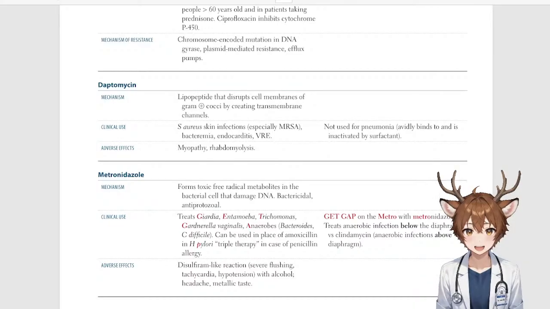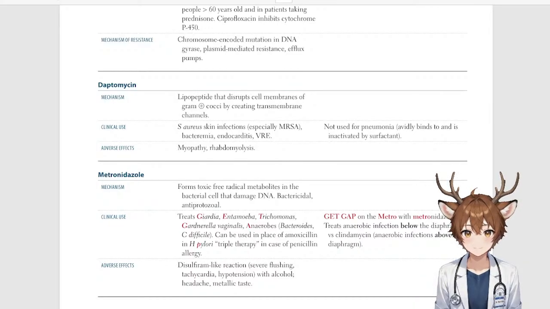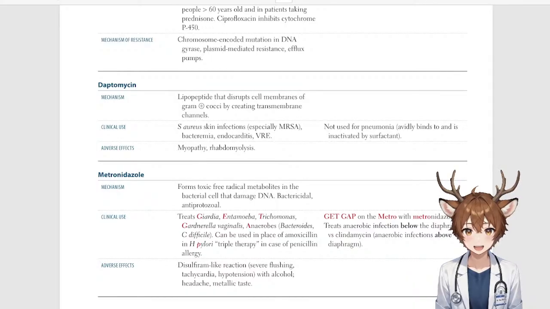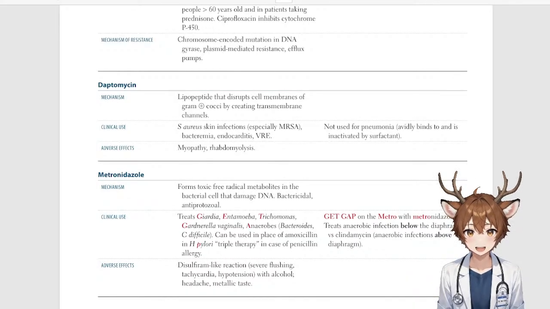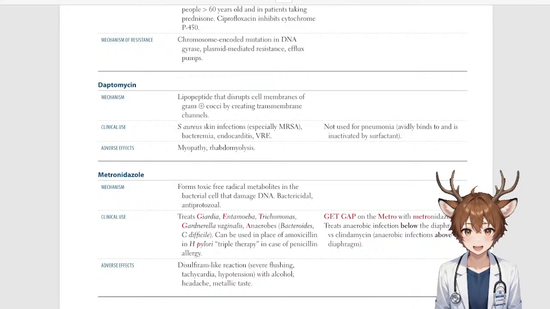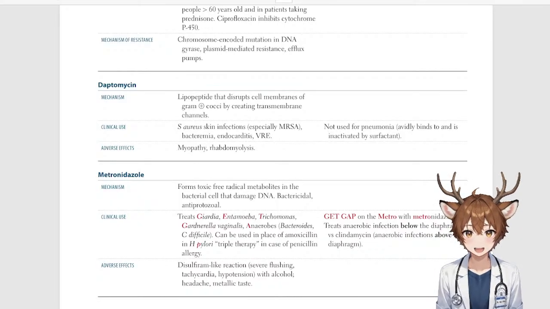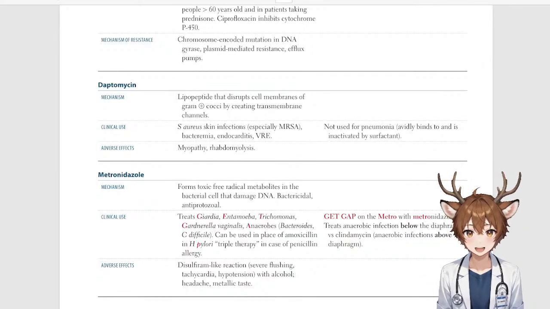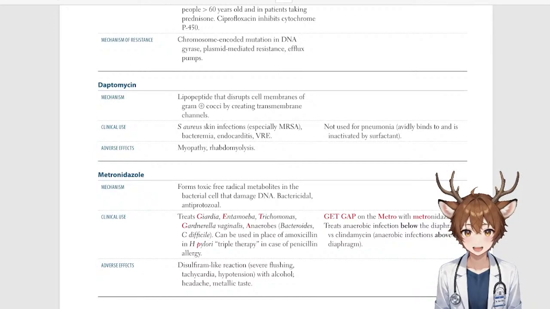Get GAP on the metro with metronidazole. Okay. It treats anaerobic infections below the diaphragm versus clindamycin, anaerobic infections above the diaphragm. So clindamycin above the diaphragm and metronidazole below the diaphragm. The adverse effects of metronidazole: disulfiram-like reaction, severe flushing, tachycardia, and hypotension with alcohol, headache, metallic taste.